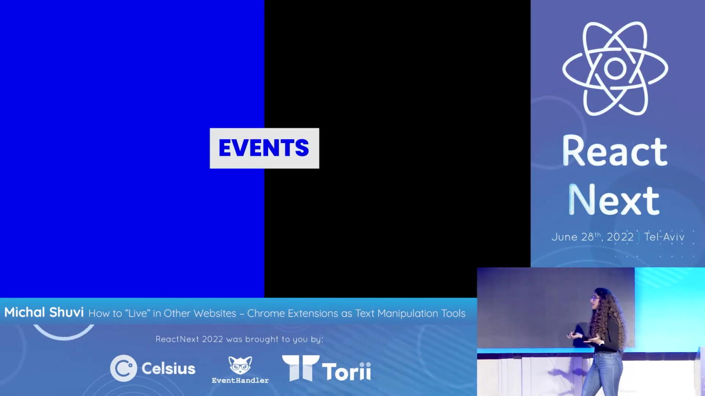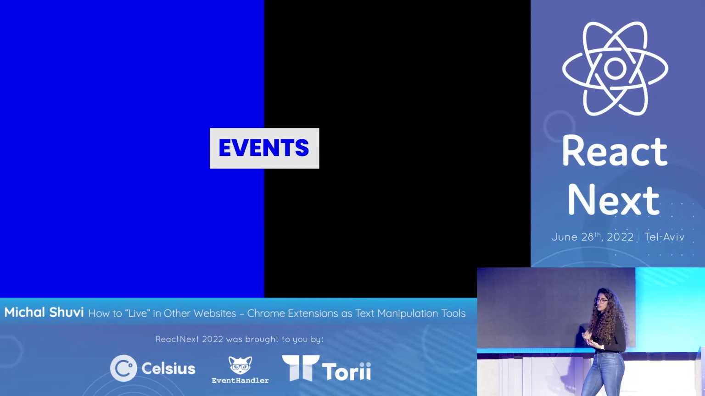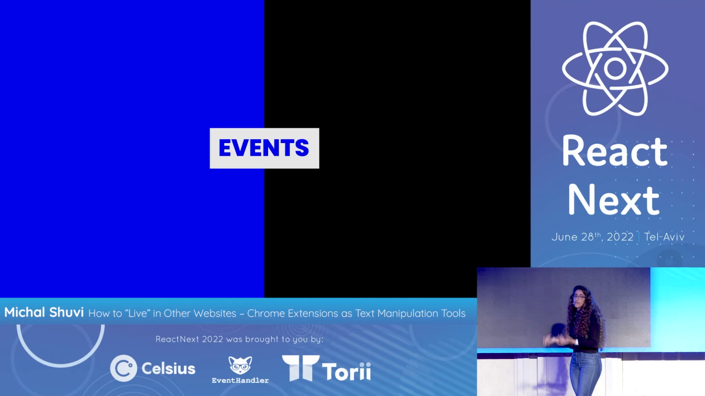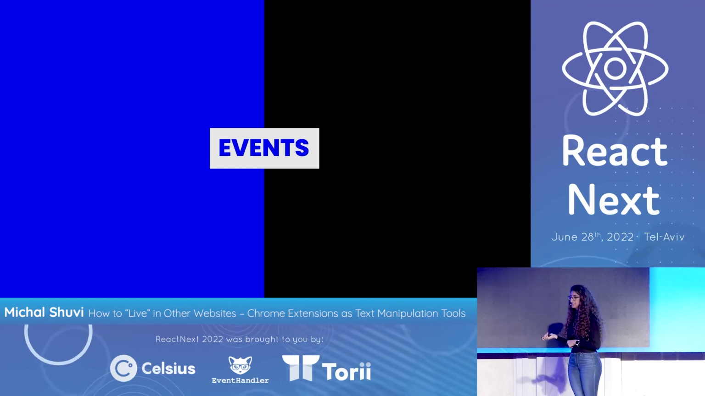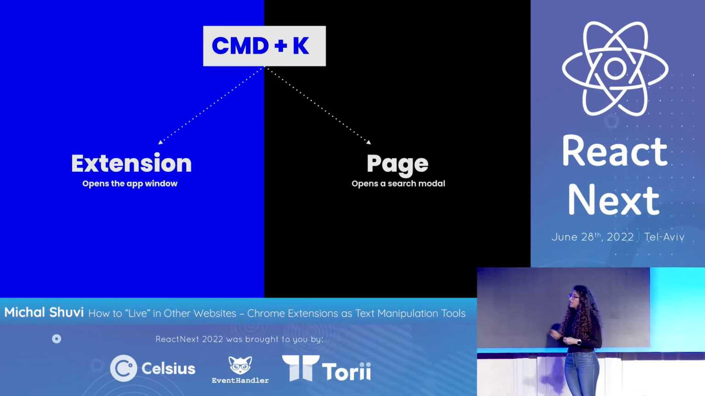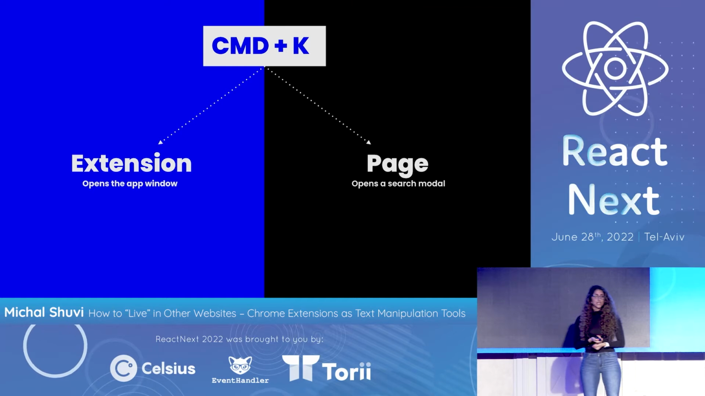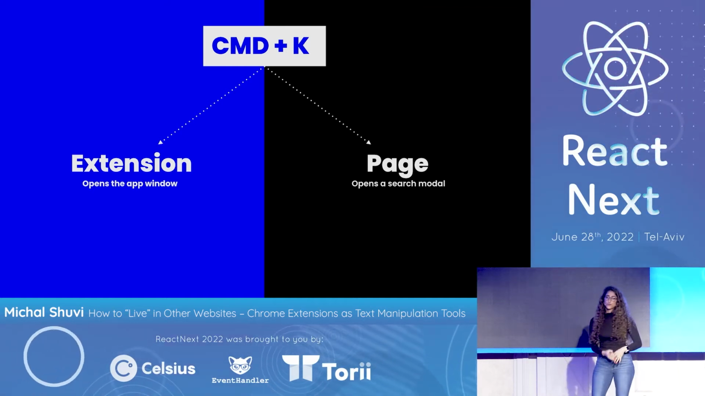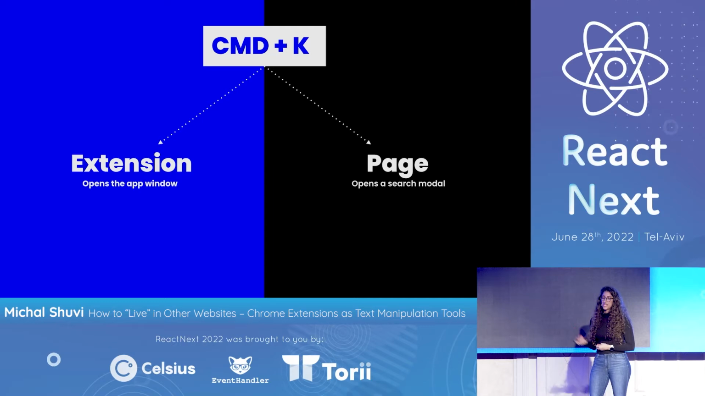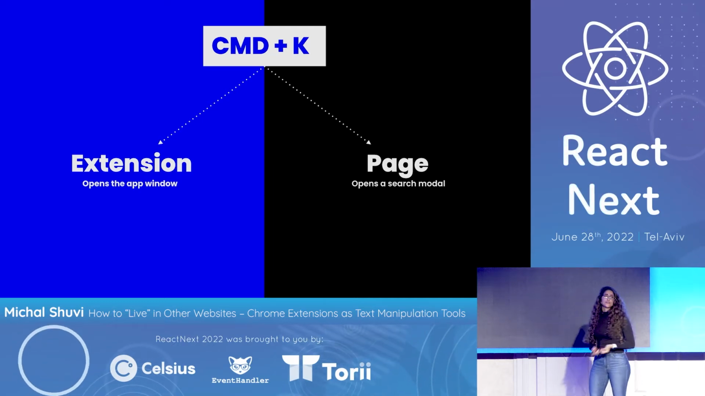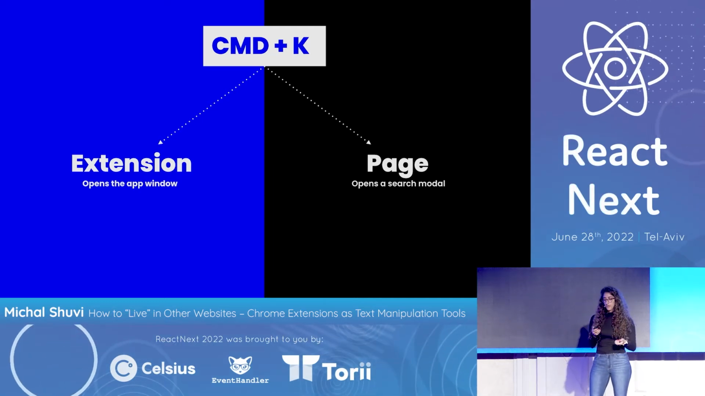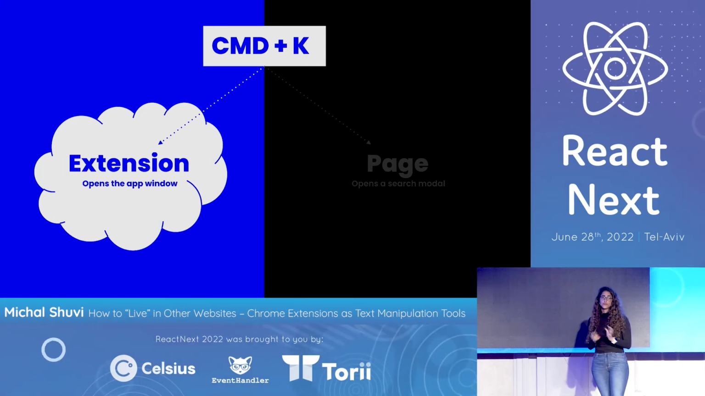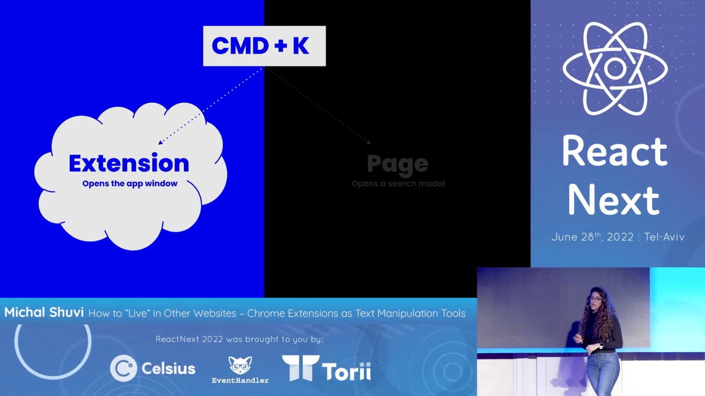Events. Like any other page, we can listen to its events and act according to them, and have conflicts, of course, with the page. One example, which is very classic, is keyboard shortcuts. We want, on Command K, to open our Ether app, and the page wants to open the search modal. We want to do only ours, and we want to not open the search modal.